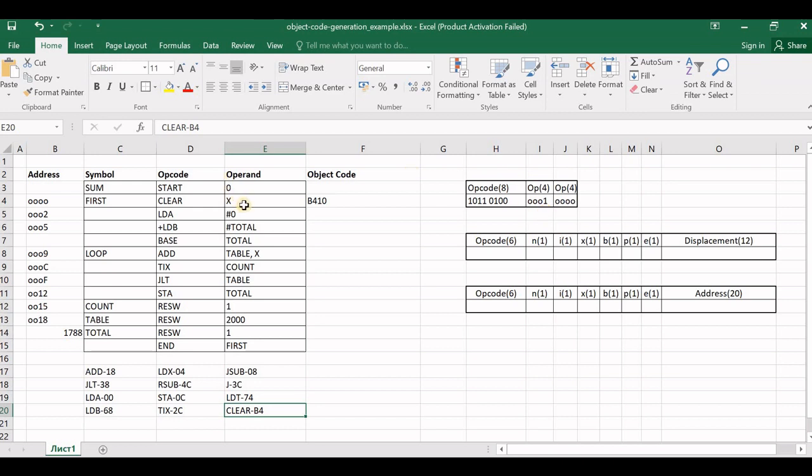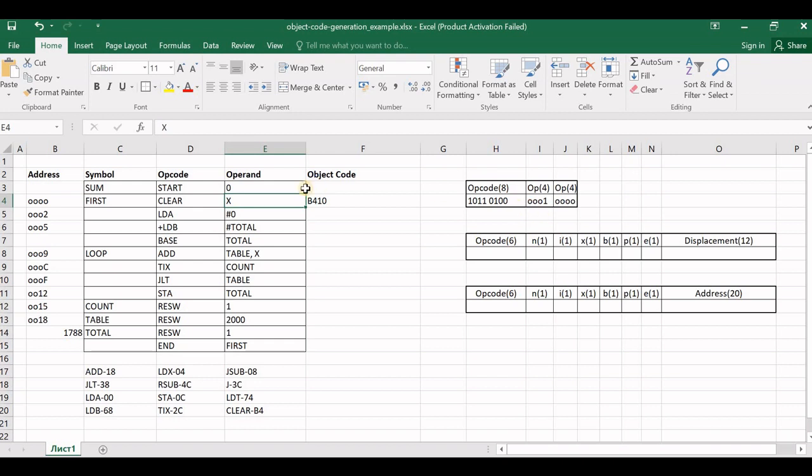But since here you have only one operand, just take the value of that operand, and for the second operand you make all the bits 0. Now coming to the operand of this instruction, the operand is X. X is a register. So when you go back and see the registers of SIC-XE, you have X as one of the registers, and each and every register is allocated a unique number.